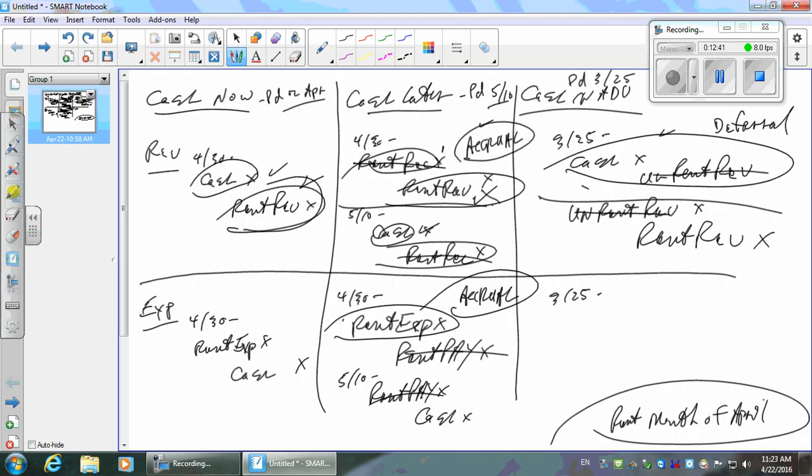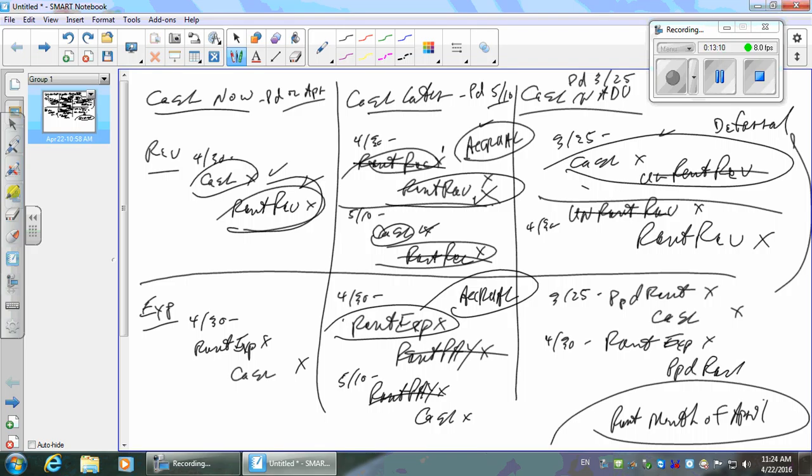What's the last one? What happened here? Prepaid rent. That's also a deferral, isn't it? It's a deferral of what? Expense. Credit what? Cash. So that was a deferral too, huh? Okay. And then what happens? This was April 30th. Then what happens, Kate? It becomes rent expense when you use it up. When you use up assets, it becomes an expense, doesn't it? And credit what you use up? Prepaid rent.